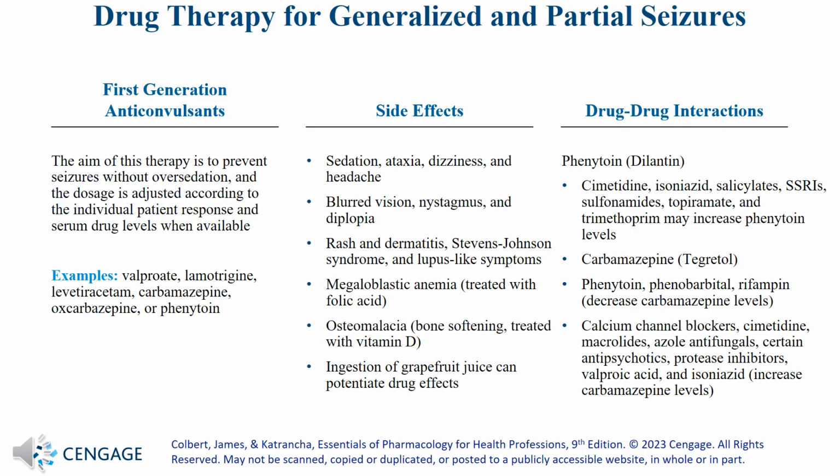Okay, so we're going to look at the drug therapy for generalized and partial seizures. You have the first generation anticonvulsants. The aim of this therapy is to prevent seizures without over-sedation, and the dosage is adjusted according to the individual patient response and serum drug levels when available. Your medications are there for you to see. You have the side effects, and you also have the drug-drug interactions.